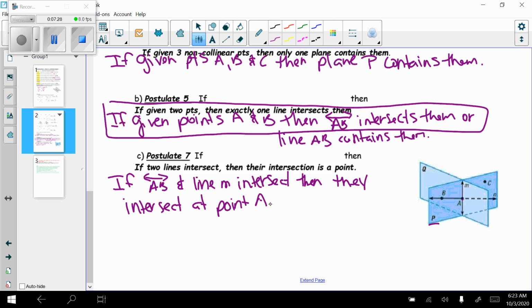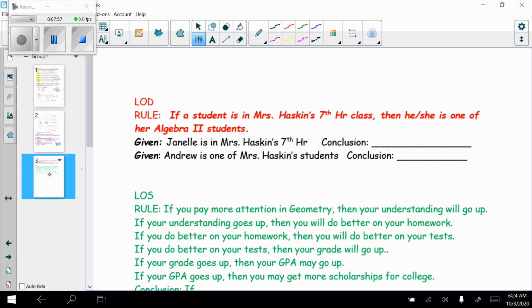So again, these are just giving specific examples from this diagram. We're taking those postulates. We know that if 2 lines intersect, their intersection is a point. So now looking at this specific diagram, taking that information and putting it in here. So instead of if 2 lines intersect, I have to name the 2 lines that intersect. Then they intersect at, I have to say what point they intersect at. Okay. All right. Last thing, we're going to review our LOD and our LOS.